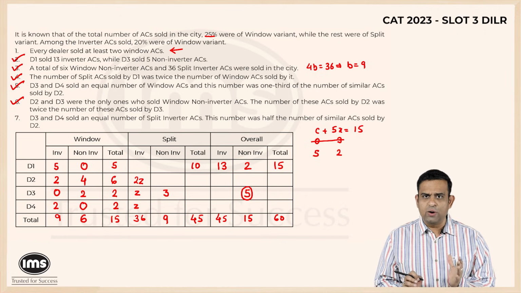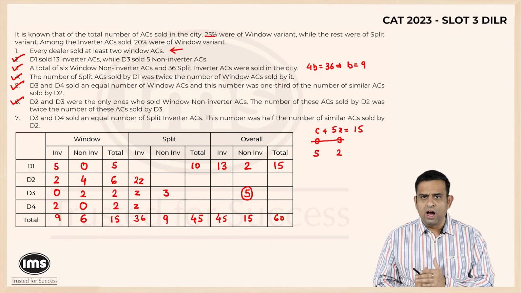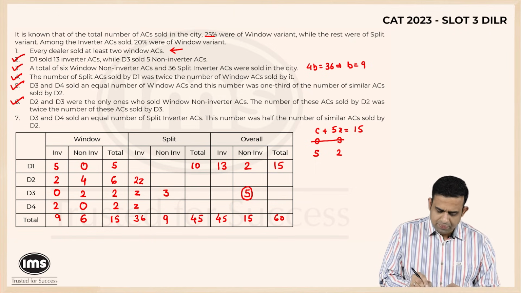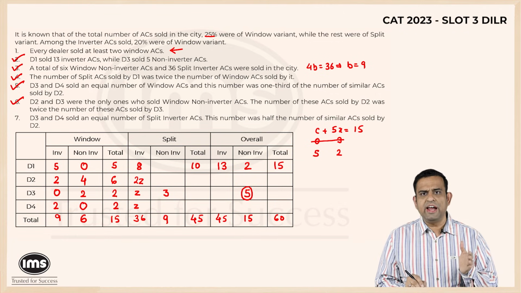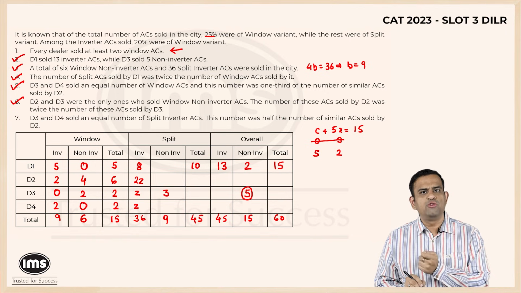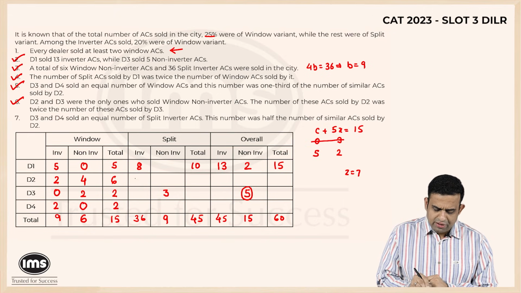Now can I also find out the number of split inverter AC sold by D1? The answer is yes. The total number of inverter AC sold by D1 happens to be 13, out of which 5 happen to be window inverter. So the remaining 8 must be split inverter. This part becomes an 8. And now in this particular column, I can say 8 plus 2Z plus Z plus Z equals 36, giving you 4Z as 28, or the value of Z becomes equal to 7. If Z becomes 7, this will become nothing but a 14, 7 and a 7.